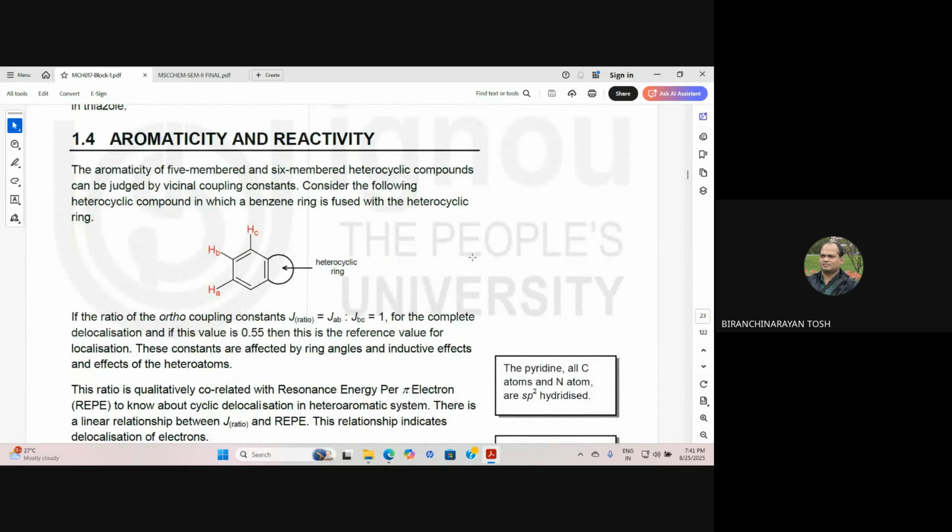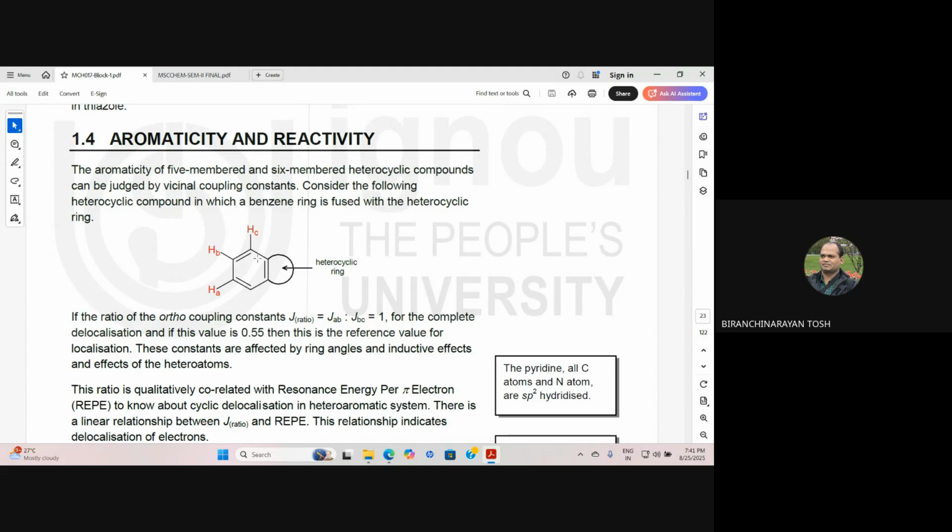Then the aromaticity and reactivity: the aromaticity of 5-membered and 6-membered heterocyclic compounds. You can judge by the vicinal coupling constant, that is otherwise known as the J coupling constant.